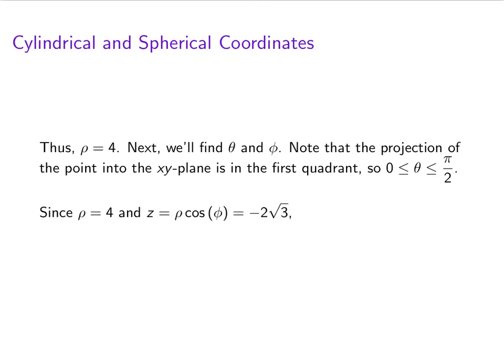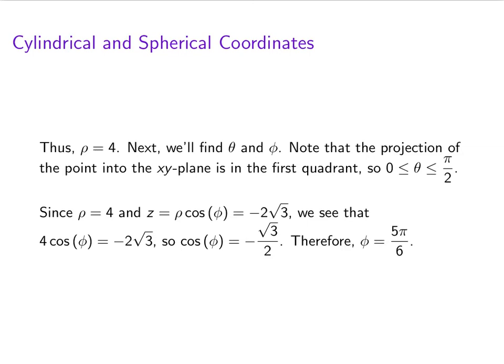Now we know that rho is equal to 4 and z is equal to rho cosine phi, and that's equal to negative 2 root 3. Well, we know rho, we know z, so let's solve now for cosine phi. We'll get 4 cosine phi equals negative 2 root 3, so cosine phi is equal to negative root 3 over 2. So that tells us that phi is equal to 5 pi over 6.